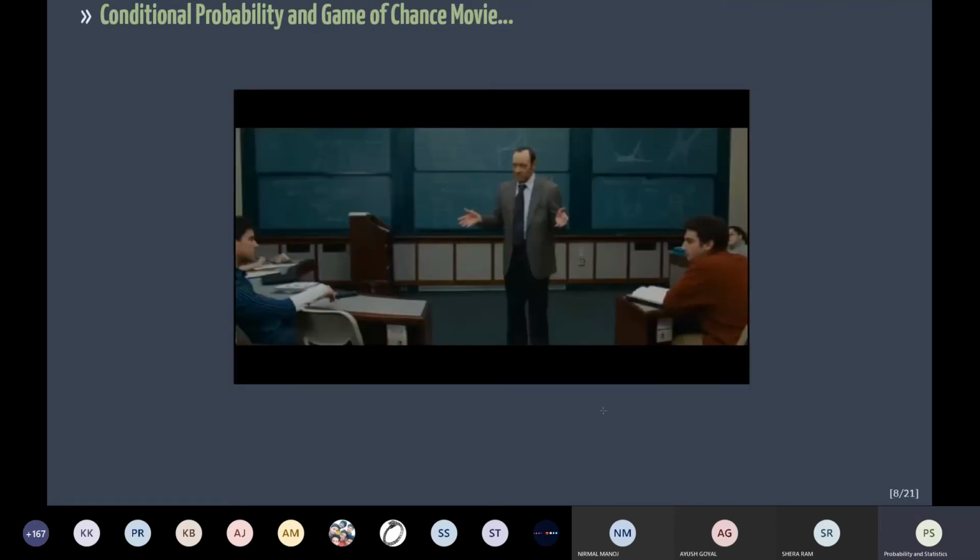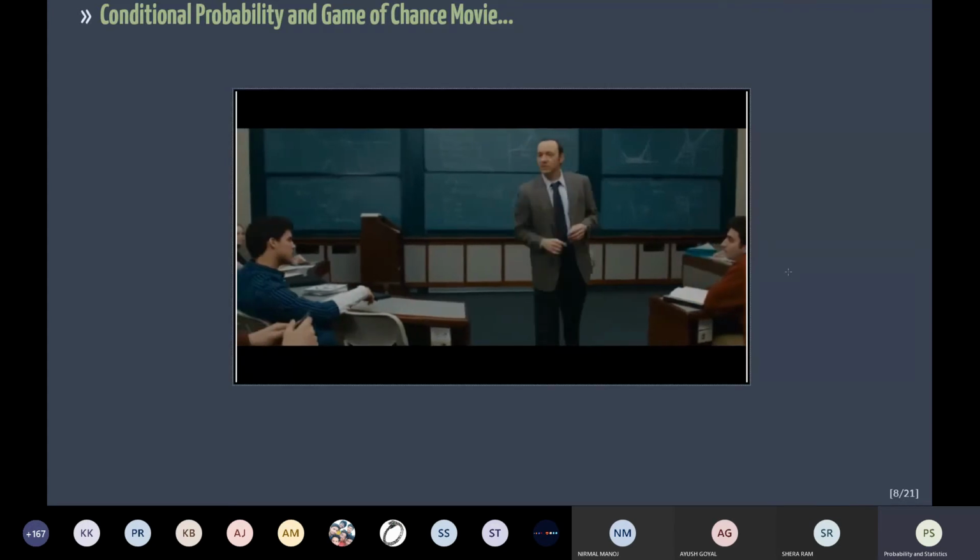Conditional probability and the game of chance. So conditional probability obviously has a role in games of chance, and games of chance are a good source of a wide variety of probability examples. So let us see some. So let us see this movie here.